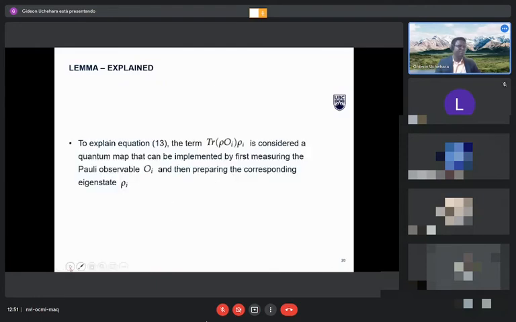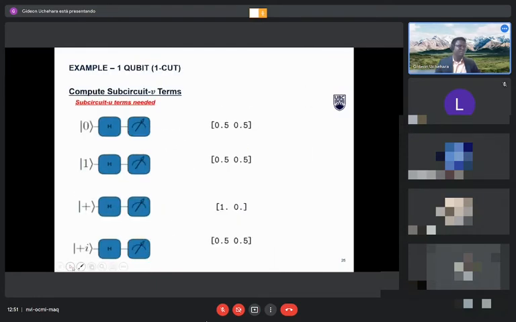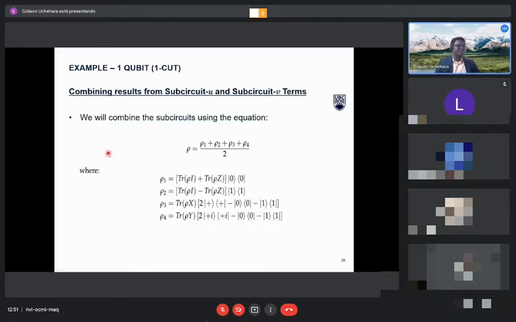So back to this point. We've gotten all the measurement terms that we need, for subcircuit U and for subcircuit V. Now, the next thing is, how can we combine this result using the summation term that we had? So we simplify the summation over 8 terms to summation over 4 terms here, which is represented by these equations here.